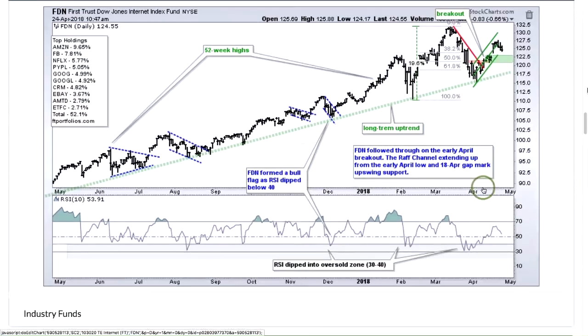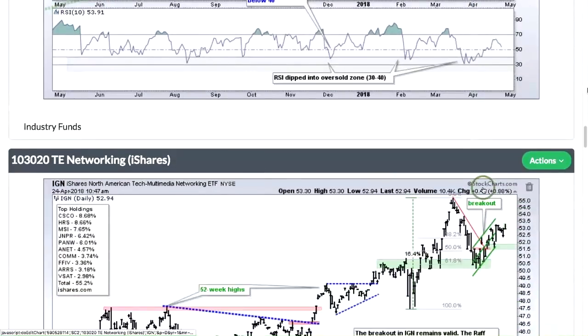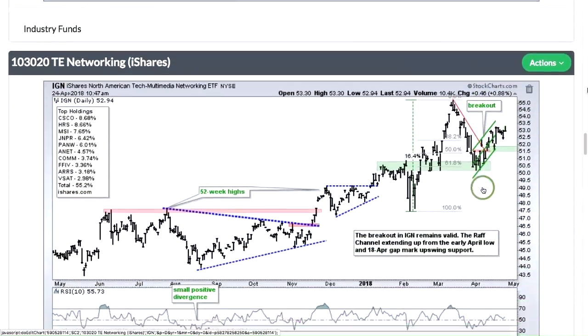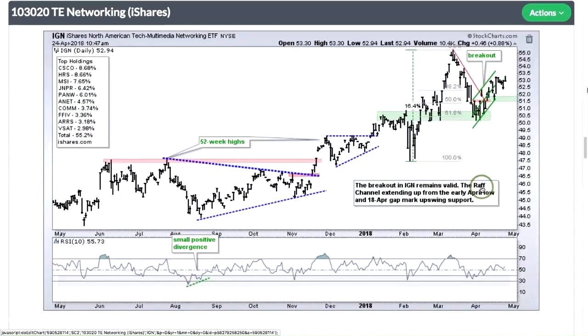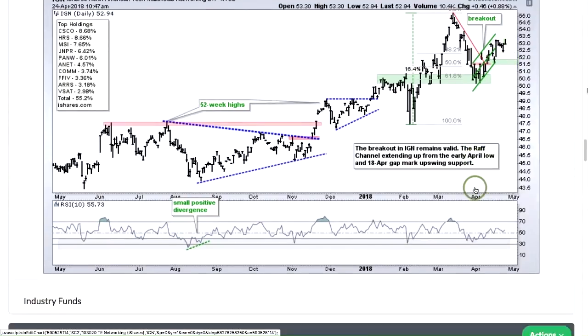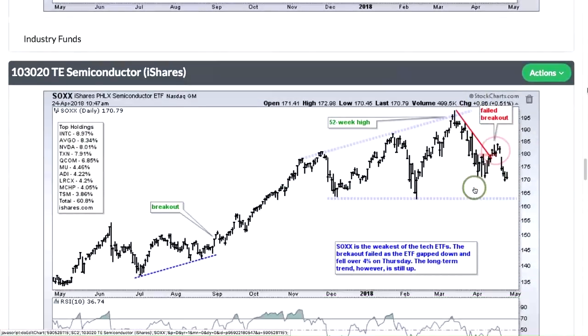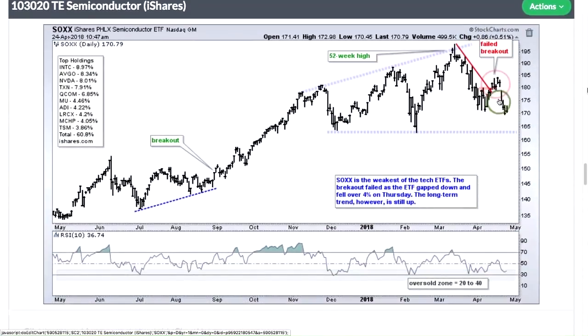I like to use zones when it comes to support and resistance for ETFs because they have dozens of moving parts. Here's IGN networking. There's a bounce. There's support at 51.5, 52. So it's doing fine. And semiconductors, stocks, there's a failed breakout under pressure again today. Looks like it's heading for a test of these lows from November, February here.